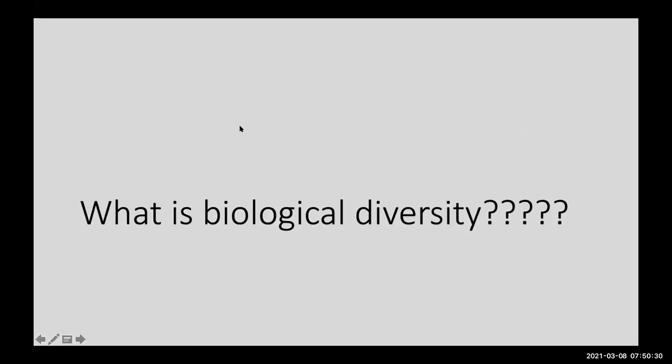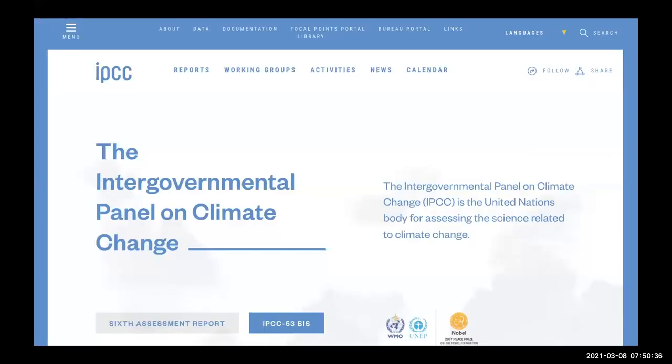So I've asked you this question, what is biological diversity? So let's look at the essential biodiversity variables in capital letters. Probably most of you have seen publications by or used data from the Intergovernmental Panel on Climate Change, the IPCC. This is an intergovernmental organization that began quietly, but notice down here at the bottom, 2007 Nobel Peace Prize. Okay, that's fairly high profile.